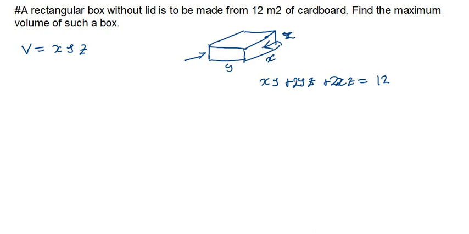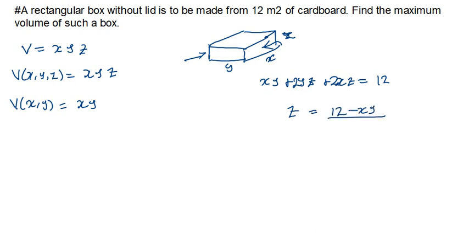Okay, so for convenience's sake, since this is a function of three variables, we have V of x, y, z, which is equal to xyz. I'd want to deal with my V being a function of x, y. So that's xy times z, and I need to substitute z. From this, I need to make my z the subject of the formula. My z is going to be equal to (12 minus xy) divided by (2x plus 2y).